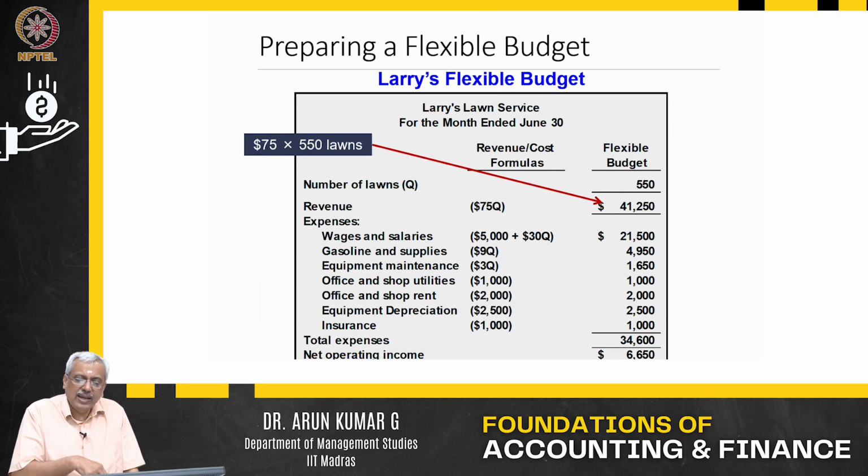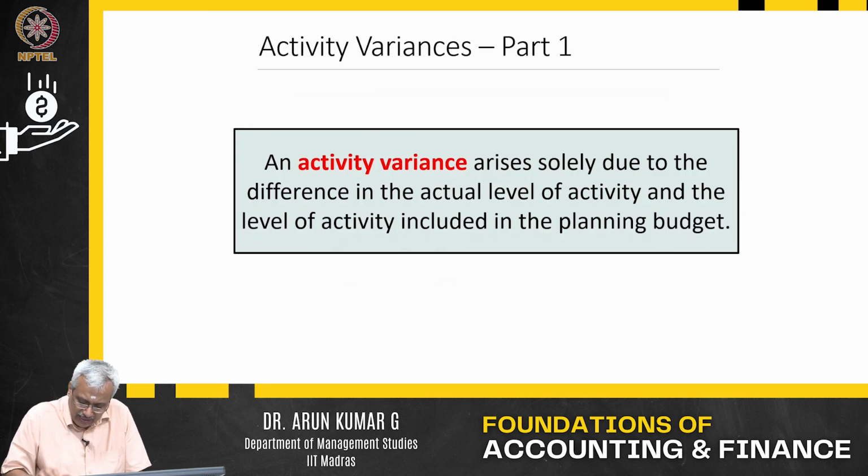Now I will prepare a budget for 550 lawns. $75 is the revenue I expect. If I mow 550 lawns, 75 into 550, 41,250 I have just given you. Same way, all the other expenditures. And I will say, if I mow 550 lawns, I should have a net operating income of 6,650. Now I will take it for comparison in the next slide.